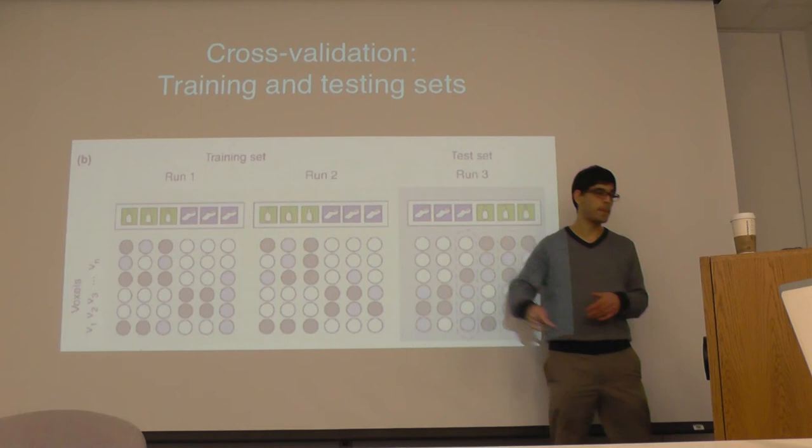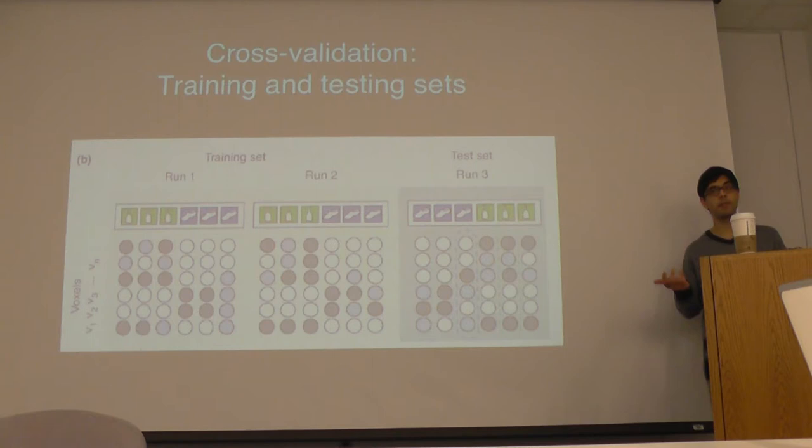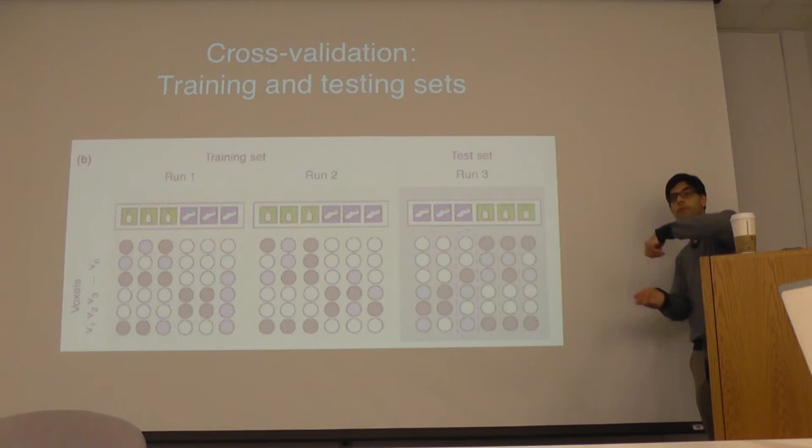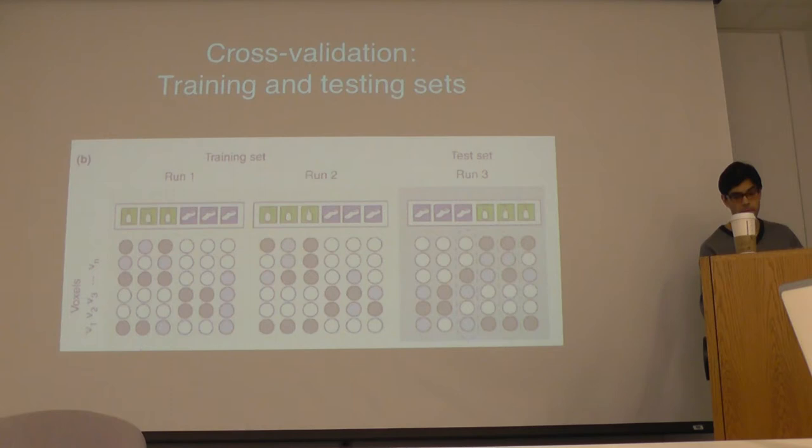And you can also have tenfold, where you chop it up into 10 bits. And you can also have leave-one-out cross-validation, where if you have 100 data points, you use 99 for training and just leave one out for testing, and then you cycle that round. The more you chop it up, the longer it takes to run your algorithm.